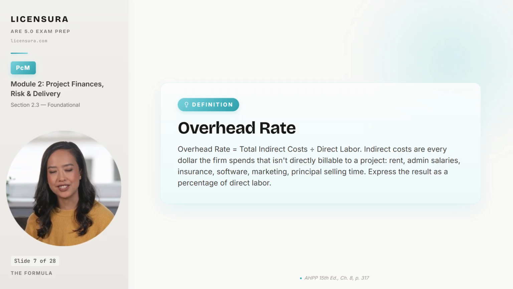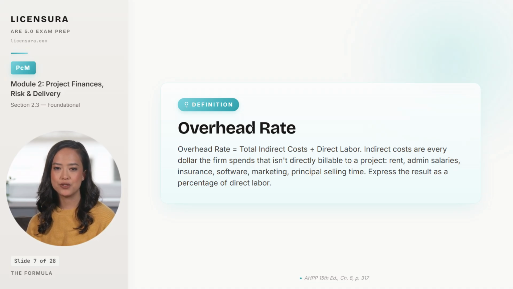Rent, utilities, admin salaries, principal time spent selling rather than producing, insurance premiums, software subscriptions, professional development, marketing expenses, entertaining, the legal and accounting bills, the office plants. If a dollar leaves the firm and it isn't paying someone for time charged to a project, it's overhead. Translating that ratio into a number tells you, for every dollar of direct labor you spend, how many cents of overhead burden the firm has piled on top.